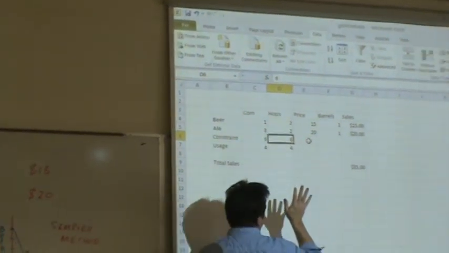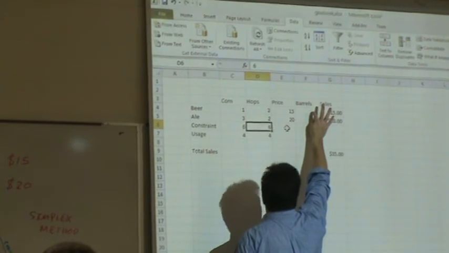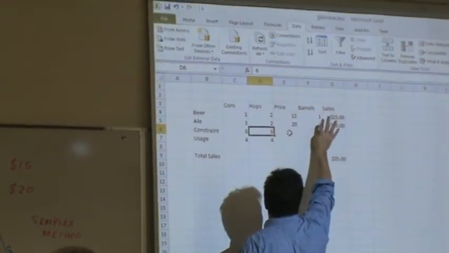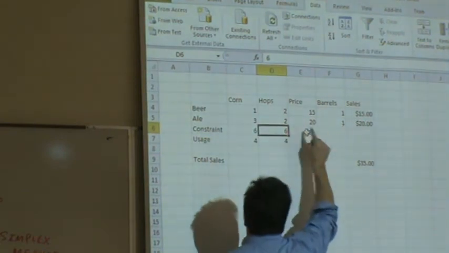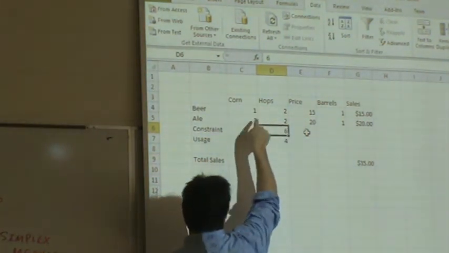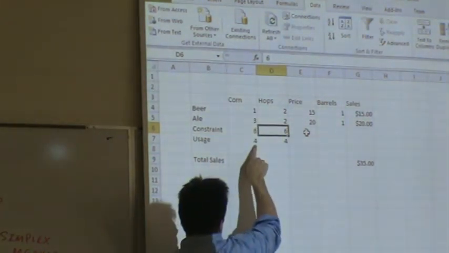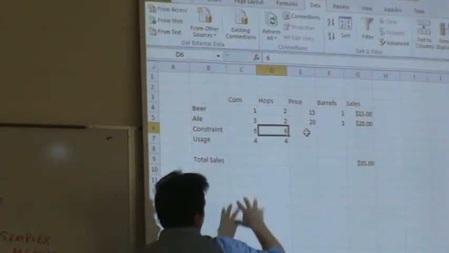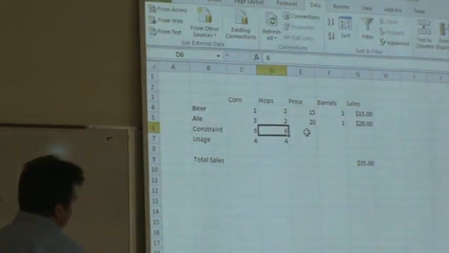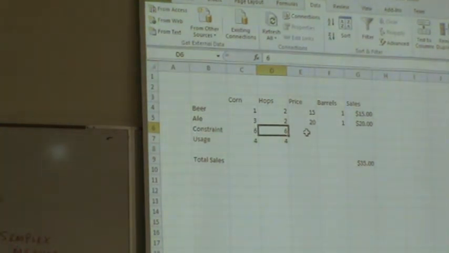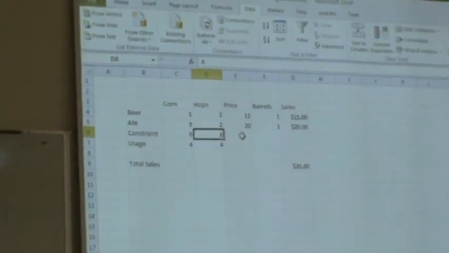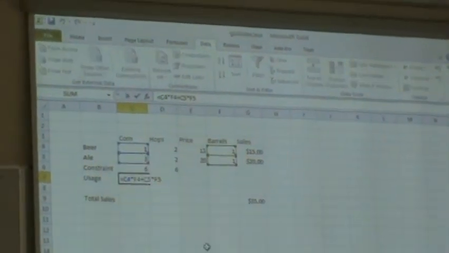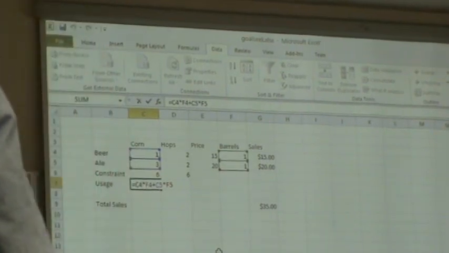For example, if I made 1 barrel of beer and 1 barrel of ale, then I used 1 corn plus 3 corns, which would be 4 corns. So I want to make this box be a calculation, and that should be pretty straightforward. This one is a calculation box.